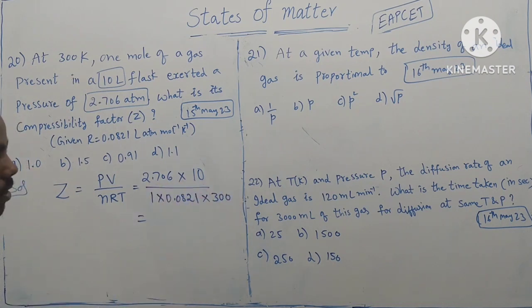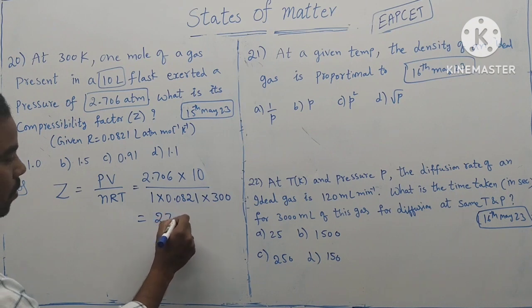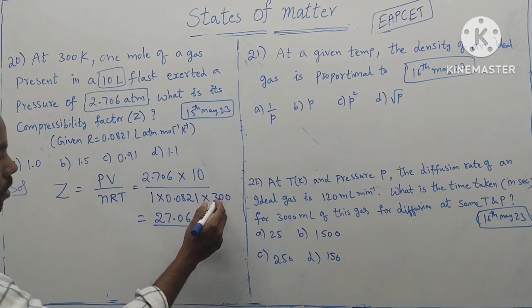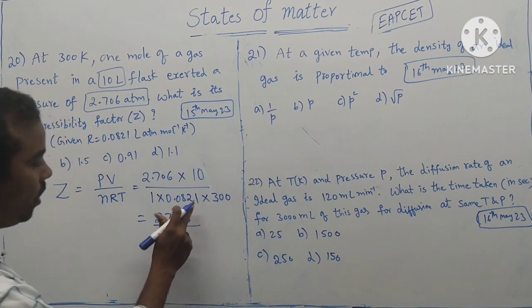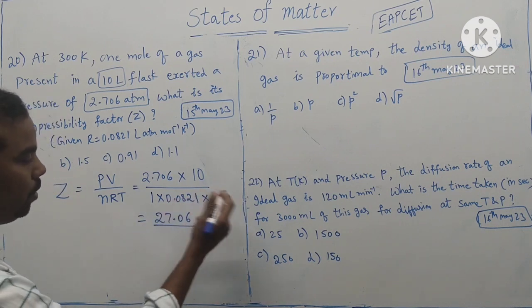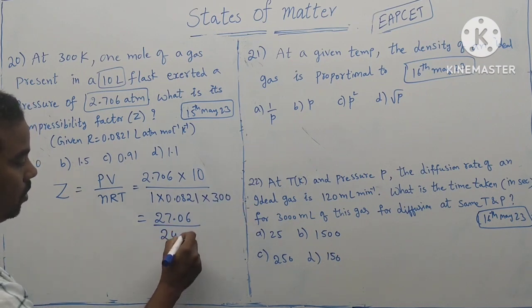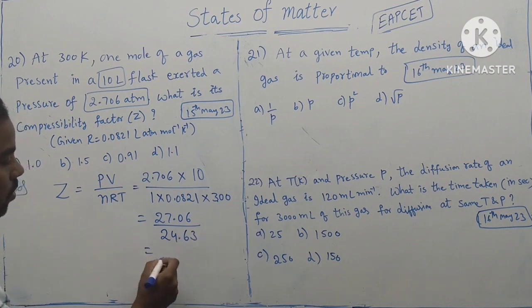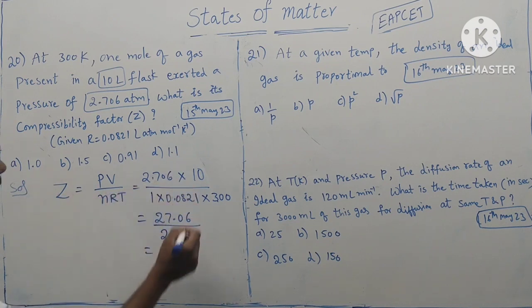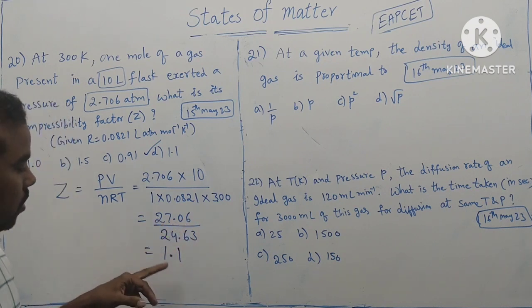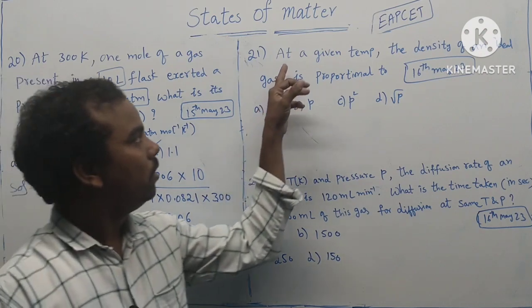So 2.706 into 10 is 27.06 by, if 300 is 3 into 100, 100 into 0.0821 is 8.21, 8.21 into 3 means 24.63. So 27.06 by 24.63 means nearly 1 point something. So the answer is nearly 1.1, option D. So answer, check this once. Answer 1.1. Next question.